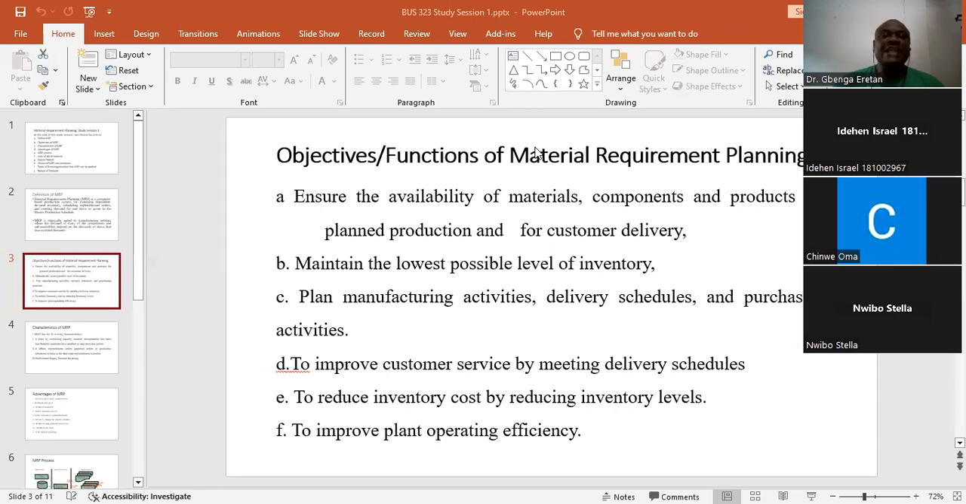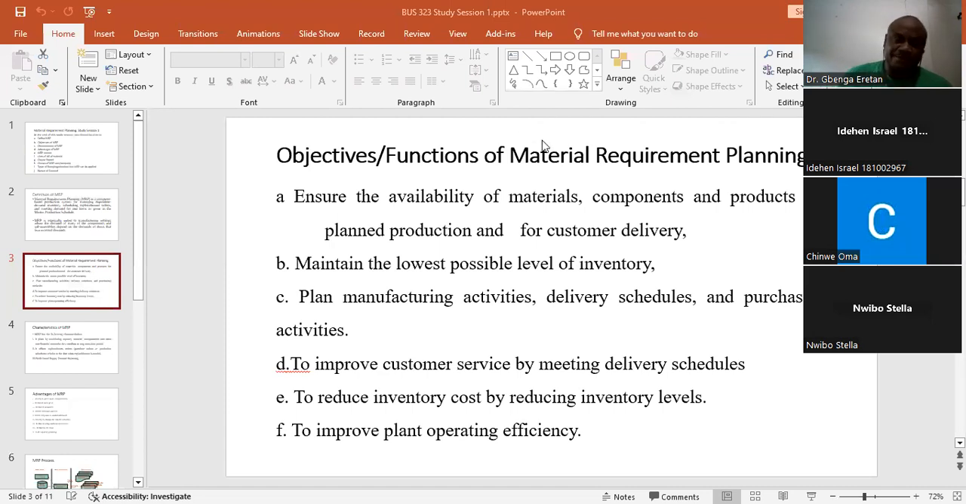Number two, it helps to maintain the lowest possible level of inventory. Because when you have proper material requirement planning, you are using a computer-based system to determine the flow of your stock, to determine the flow of your goods. And the computer can give you a sign when your product has reached the minimum level or the reorder level. And what is the reorder level? The reorder level is the lowest level which the stock of a firm reaches, at which another order needs to be placed.